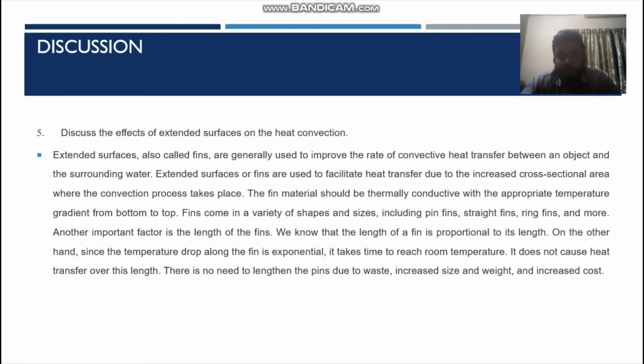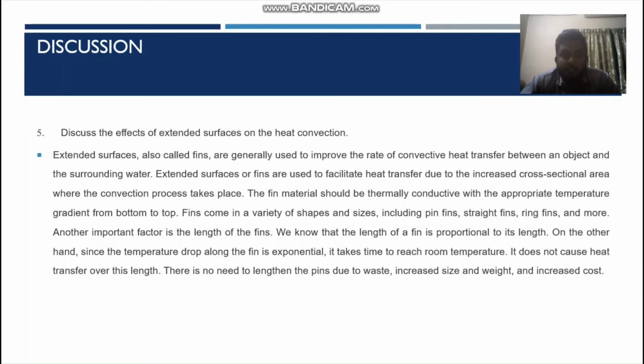The fin material should be thermally conductive to maintain the appropriate temperature gradient from bottom to top. Fins come in a variety of shapes and sizes, including pin fins, straight fins, ring fins, and more. Another important factor is the length of the fin. We know that the heat transfer of the fin is proportional to its length.